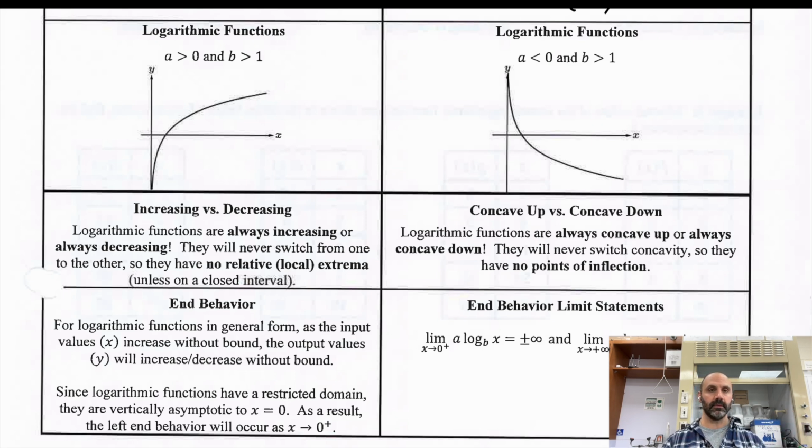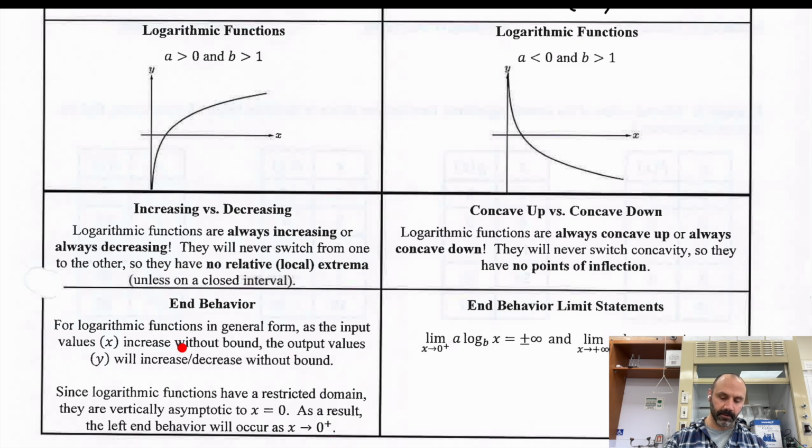Concave up versus concave down: because of the way they are, they're always concave up or always concave down. Each individual function is either concave up or concave down. There are no points of inflection where it switches from being concave up to concave down or vice versa.